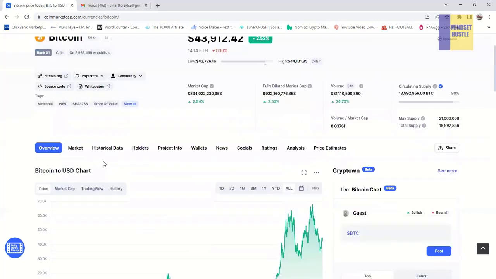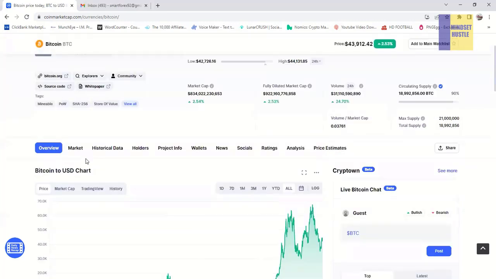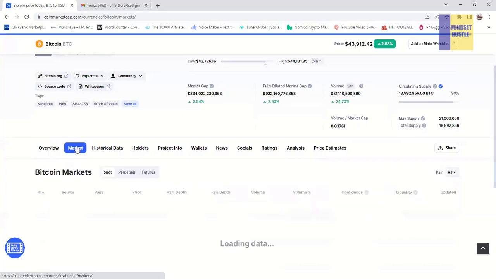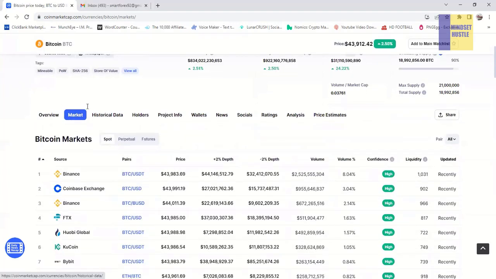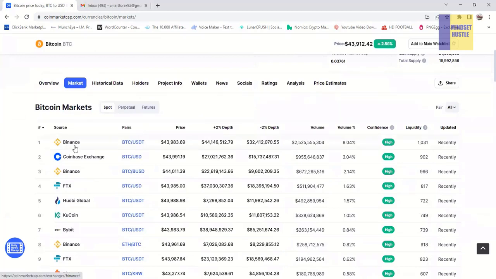Now, if you want to know the exchanges or where you can buy Bitcoin, you come to where they say market. You click on that section called market. Once you click on that, it will bring you all the exchanges.